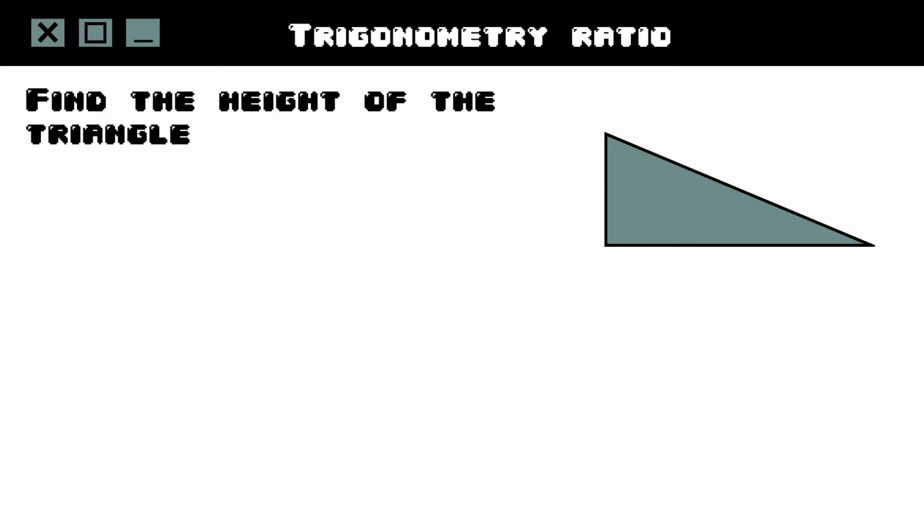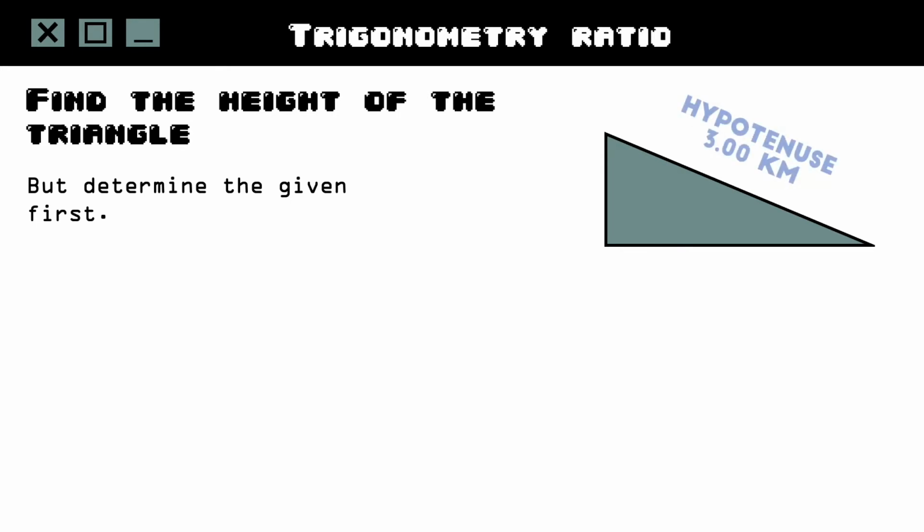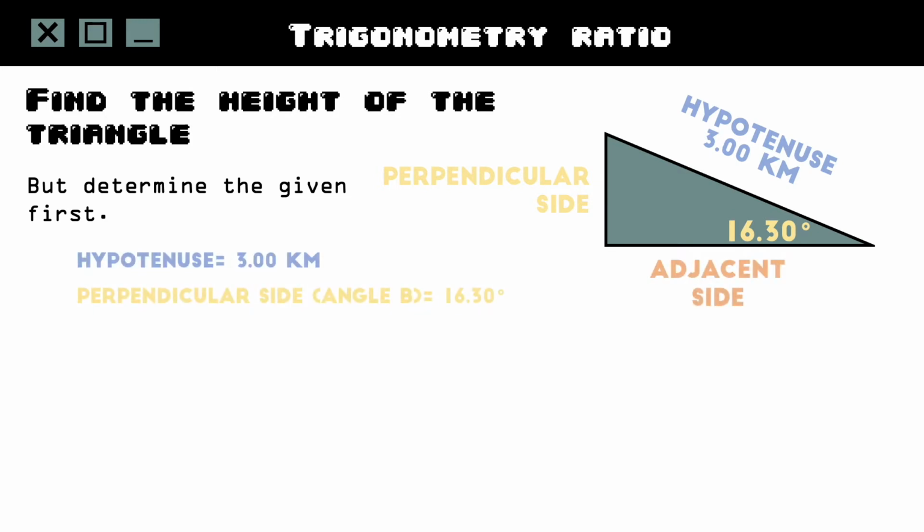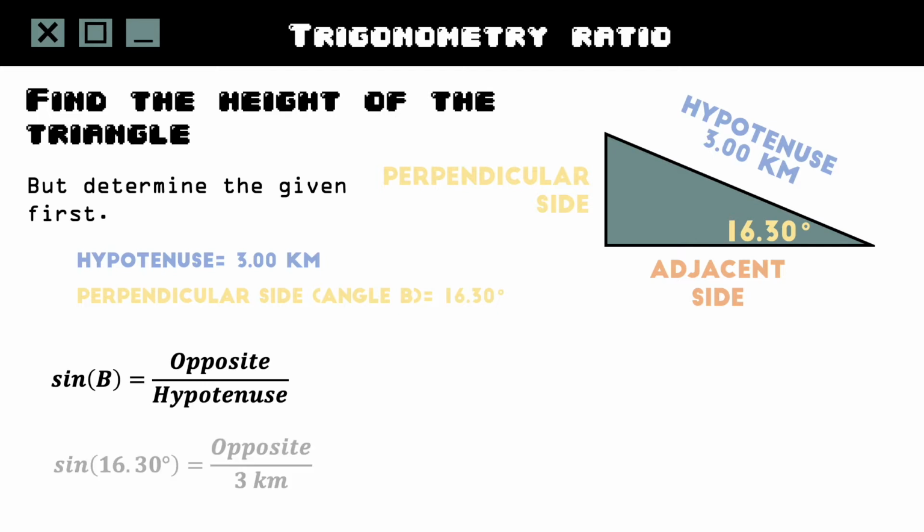But before that, let's first determine the given. We have the hypotenuse, which measures 3 kilometers, and angle B, which measures 16.30 degrees. The height then is the opposite side. Recall that the sine of an angle equals the opposite side of that angle divided by the hypotenuse. Thus, our equation becomes the sine of 16.30 degrees equals the opposite divided by 3 kilometers.